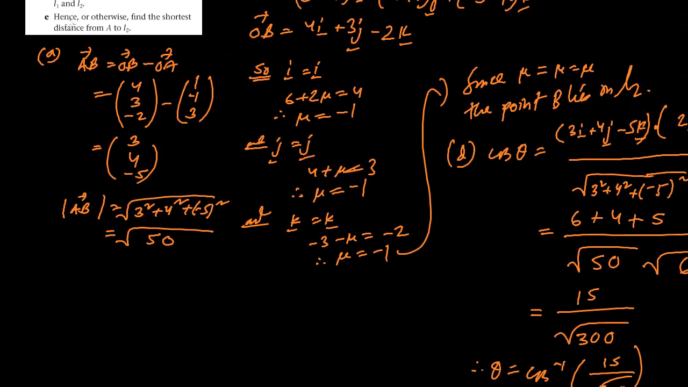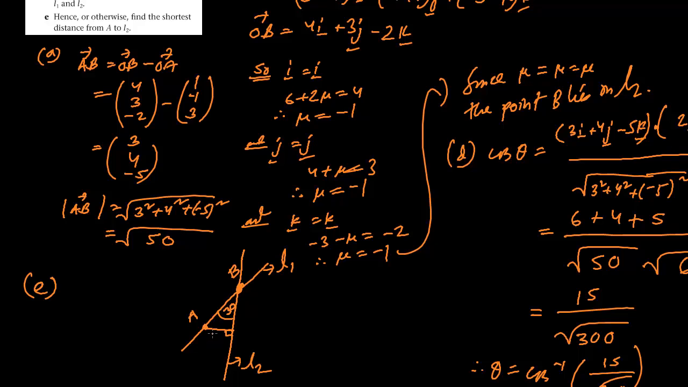In question number E, we have to find the shortest distance from A to L2. They said hence or otherwise. This usually means if you don't do hence, you're going to be in serious trouble. So let's follow hence. The story so far goes like this. First we found there is a line L1 and it passes through the points A and B. So this is L1. Second, we proved that the point B over here also lies on L2. Then we found the angle between L1 and L2, which is 30 degrees. And finally, we have to find the shortest distance, meaning the perpendicular distance from A to L2.